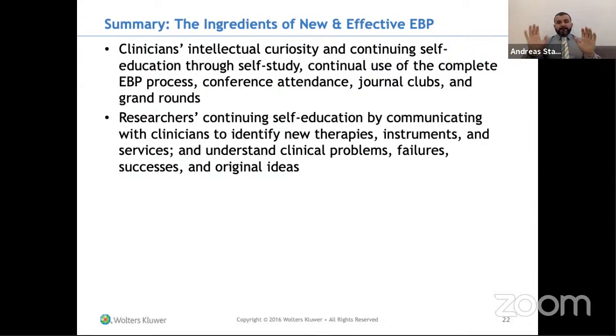So again, basic and applied, evidence-based, practice-based, researchers and clinicians were not against each other. We were on the same team, and I want you to remember that. That's all for this chapter.